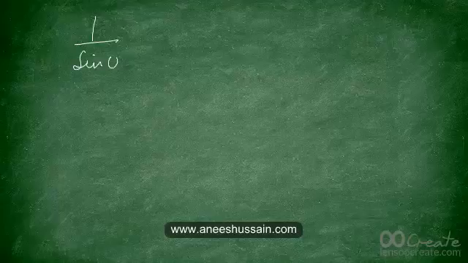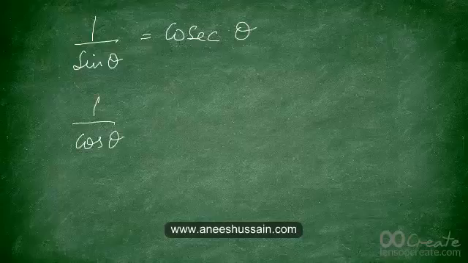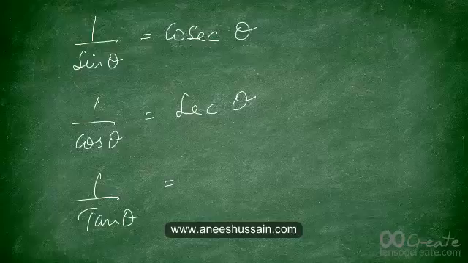So let's review. 1 over sine theta is equal to cosec theta. 1 upon cos of theta is equal to sec theta. And 1 upon tan theta is equal to cot theta. You may be asked to figure out any of these ratios, so please make sure that you know them clearly by name. 1 upon sine theta is cosec, 1 upon cos is sec, and 1 upon tan is cot.